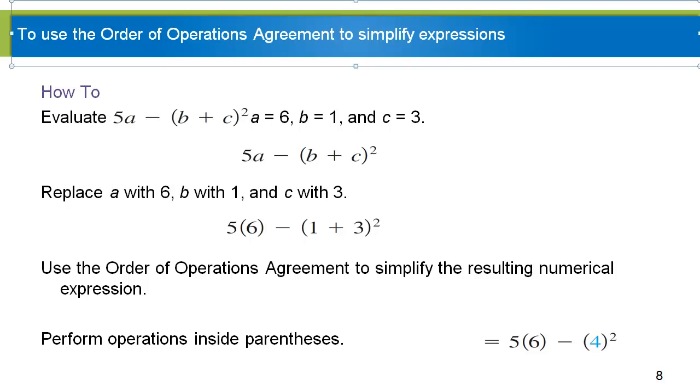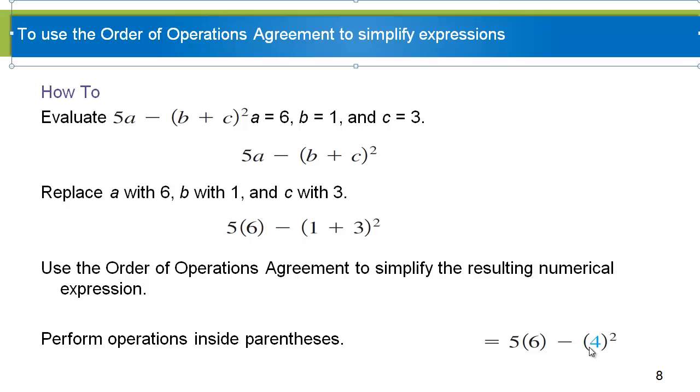Now, this is a pretty typical question you come across in algebra classes where they ask you to evaluate an expression with certain variables. They tell you that a equals 6, b equals 1, c equals 3. You're supposed to plug them in and do what you got to do. So if we plug in the numbers, we now have this, right? And we do the order of operations. We've got some parentheses, so we do those first. That becomes a 4. So now we have this expression, right?